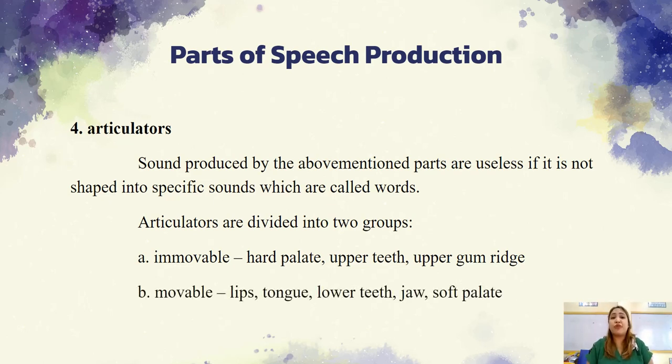But of course, we have what we call the movable articulators. This involves the lips, the tongue, the lower teeth, the jaw, and the soft palate. Of course, we can move our lips. Imagine if you don't have lips, you cannot produce the sounds P and B, because you need to use your upper lip and your lower lip for you to produce the sounds.